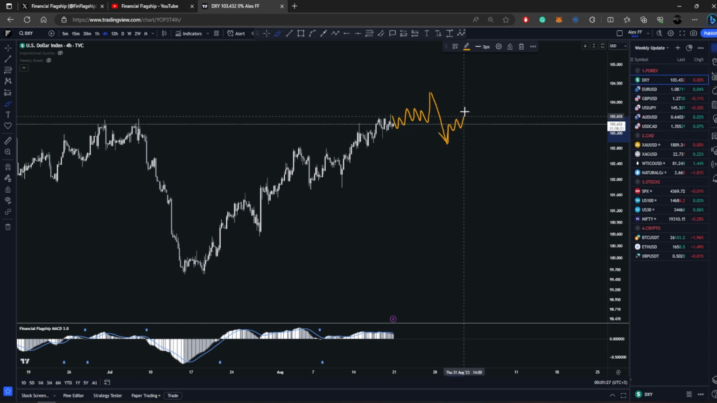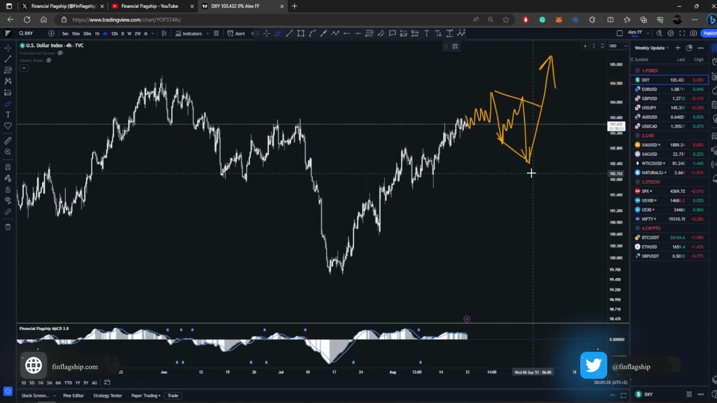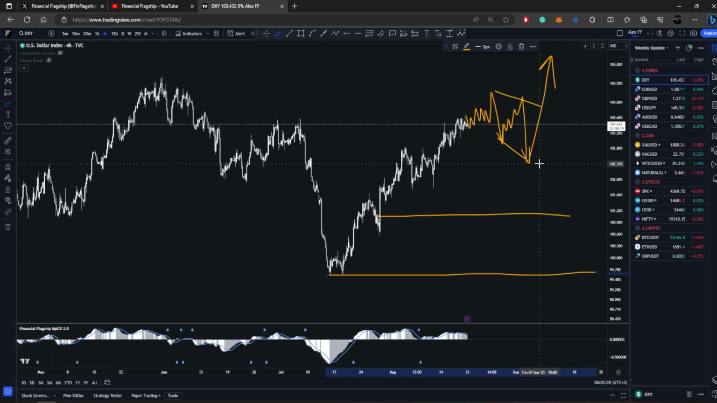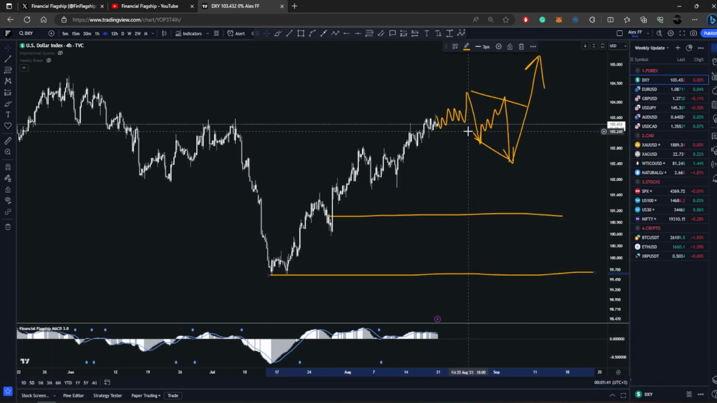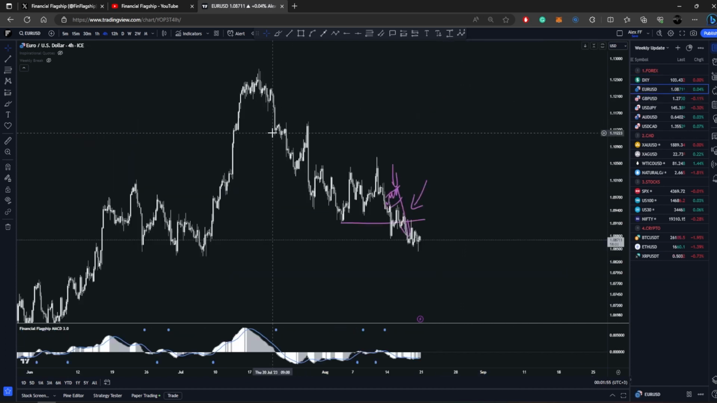This could be a correction for one more move towards the upside, or it could be the start of a downtrend that could potentially go deeper, retest these levels here, or even break this low. But we have to wait and see. For now, I'm gonna be a bit patient on the DXY. We're gonna watch for a reaction, which means an impulse towards the downside, and then we'll see how the pattern will develop. Moving on to Euro USD.